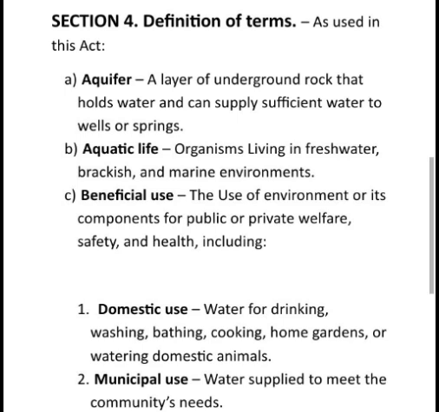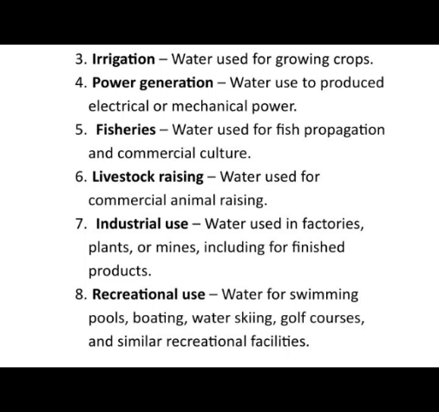Number 2, municipal use. Municipal use is the water supplied by the community or local government for public needs. Number 3, irrigation. Water used to help grow crops and plants. Number 4, power generation. Water used to produce electricity or mechanical energy or power. Number 5, fisheries. Water used for raising and breeding fish for food or business.